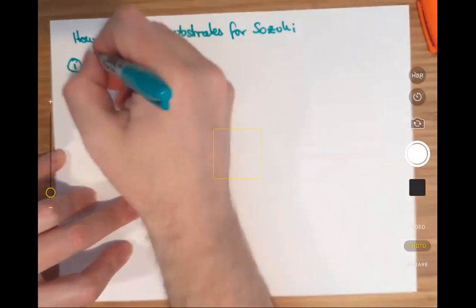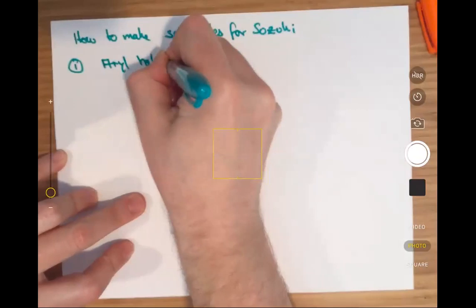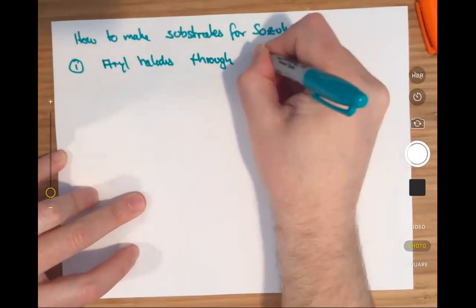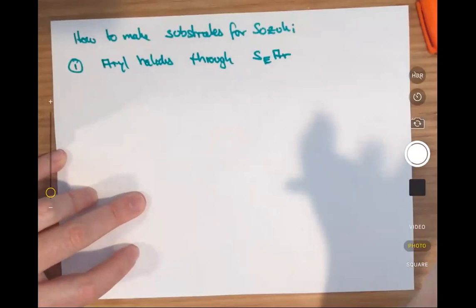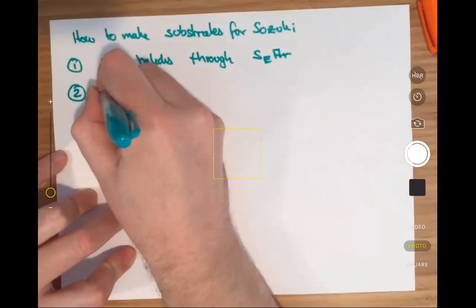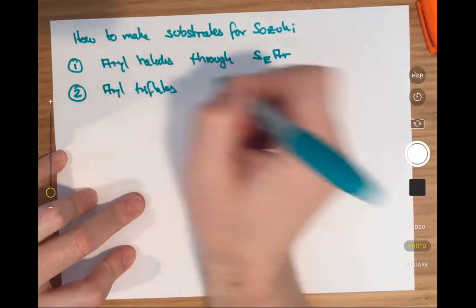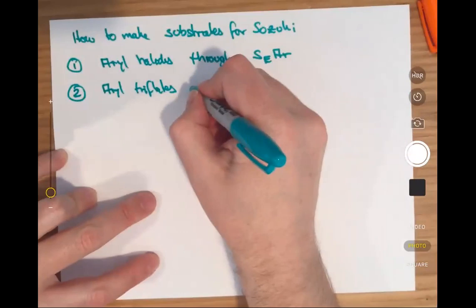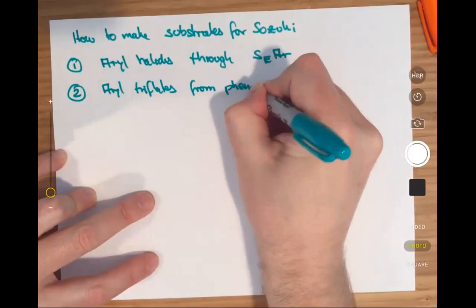So aryl halides, and we know we can use the standard SEAr chemistry, right? That's nothing new. Two, we had the aryl triflates. And this is basically just a protection of phenols. We can generate these from phenols or alcohols.